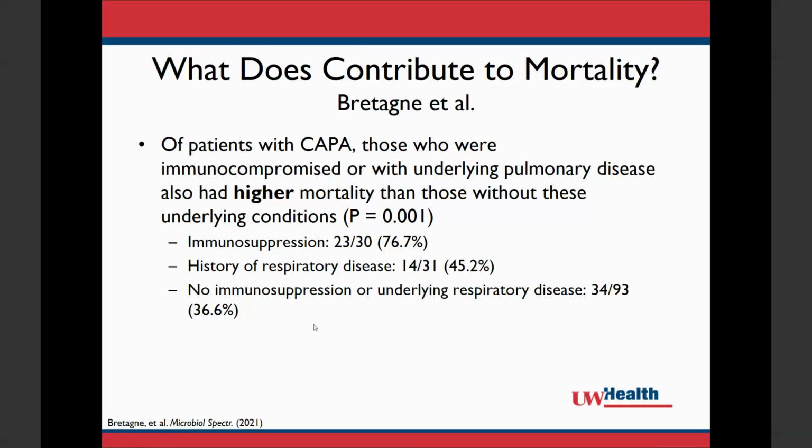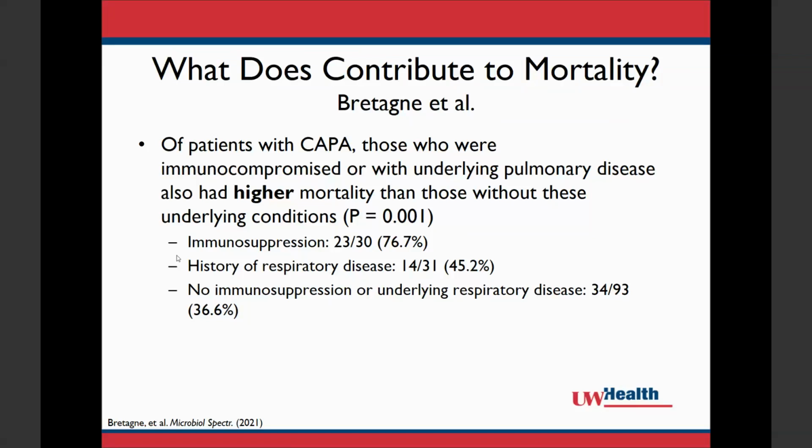So it's all a little bit confusing because the patients who meet the typical risk factors for invasive pulmonary aspergillosis, so immunosuppressed, history of respiratory disease, these are the patients who are at a higher risk of mortality from COVID-associated pulmonary aspergillosis, but they aren't associated with higher rates of diagnosis. So there's a lot that we don't know, but it's important to keep in mind that these patients are at higher risk of decline after being diagnosed with CAPA.